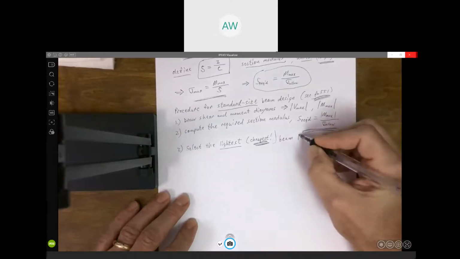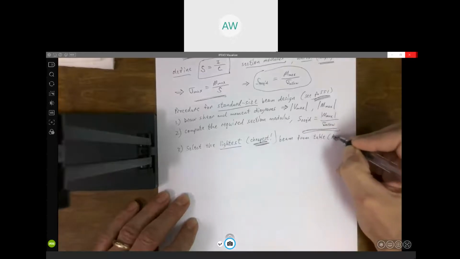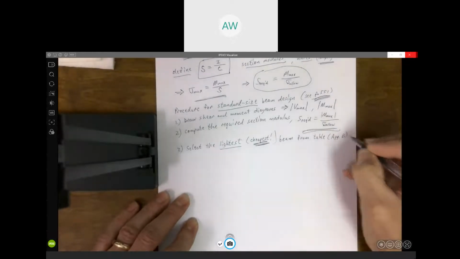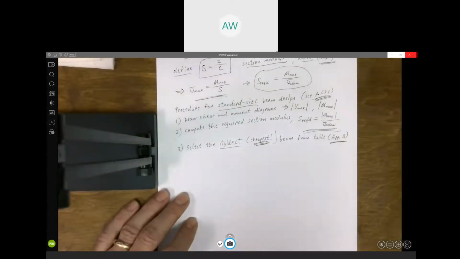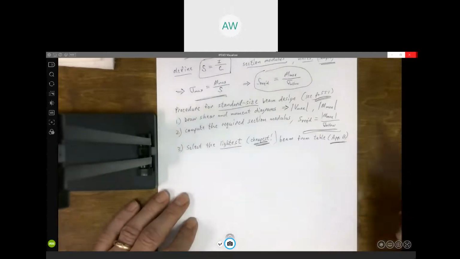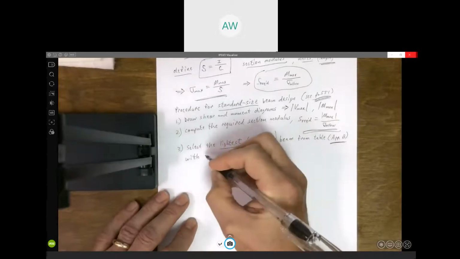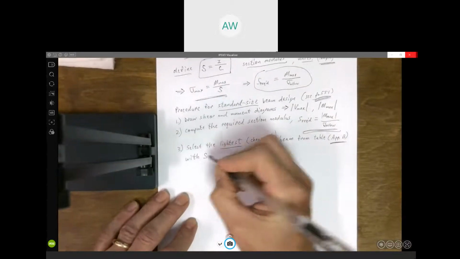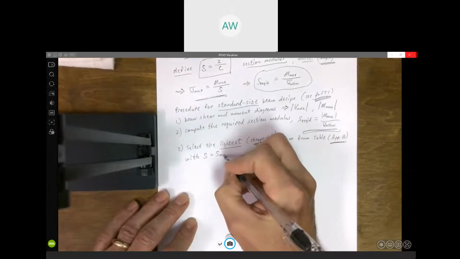So we're going for the lightest beam from this table. This will be in Appendix B in your textbook. There are tables for English units and tables for beams with SI dimensions, so make sure you're using the right table back there in Appendix B. We're going to choose the lightest beam from that table that has a section modulus S that is greater than our required.